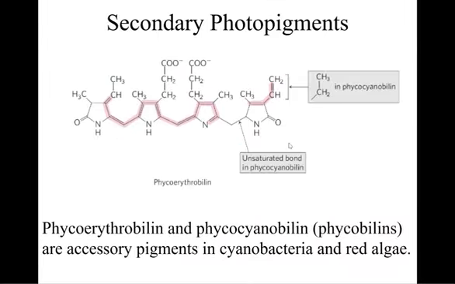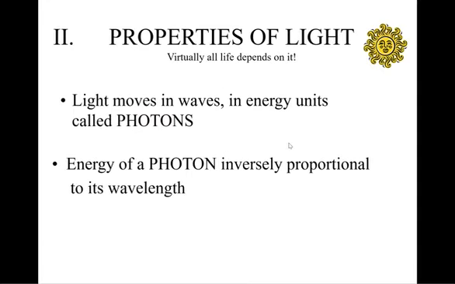And so this is some more general information as far as other accessory type of pigments. This particular one is located in the cyanobacteria and red algae. And since we're talking about light, we need to do a review of the properties of light. Light moves in waves in energy units called photons.